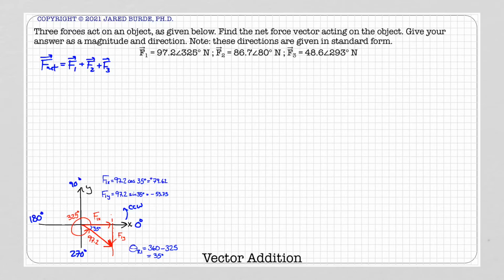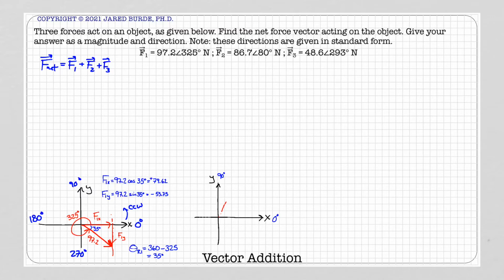Now we'll do the same thing for f2. I'll start with a coordinate system. I'm still in standard form, so I'm going to start from the positive x-axis and go counterclockwise. For f2, I'm at 80 degrees. The x-axis is 0 degrees, and the y-axis is 90 degrees, so 80 degrees is going to be something along that direction. And then in this case, I know my magnitude here is 86.7, so that's going to be something.